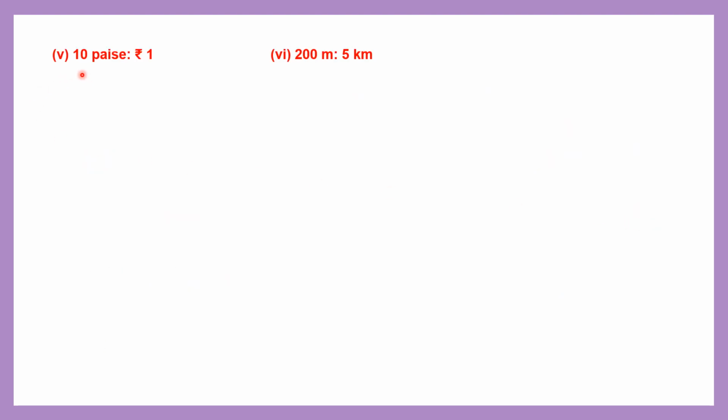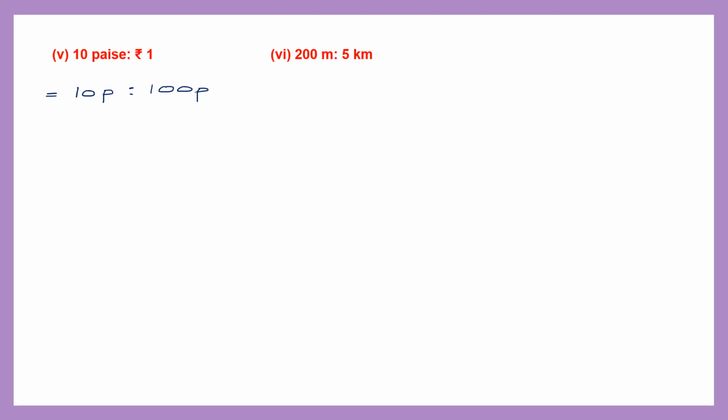Question 5. 10 paise and 1 rupee. So here again you can see that the units are different. So we have to put them in the same units first. So let's begin. Here we'll write 10 paise. So that will be as it is to. Now 1 rupee has how many paise? 100 paise. So 1 rupee has 100 paise.